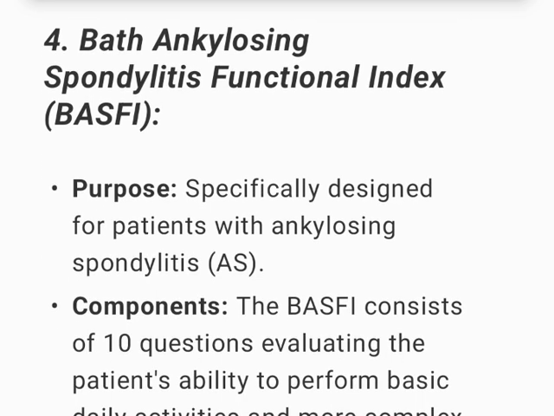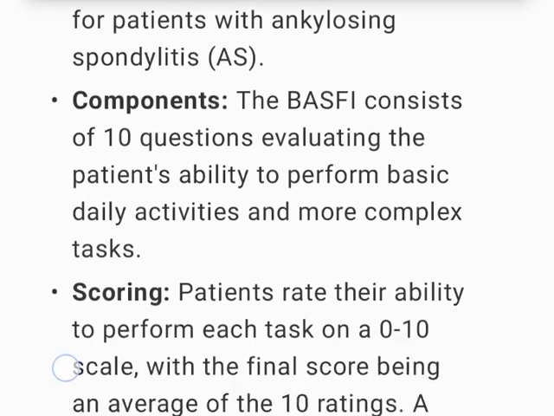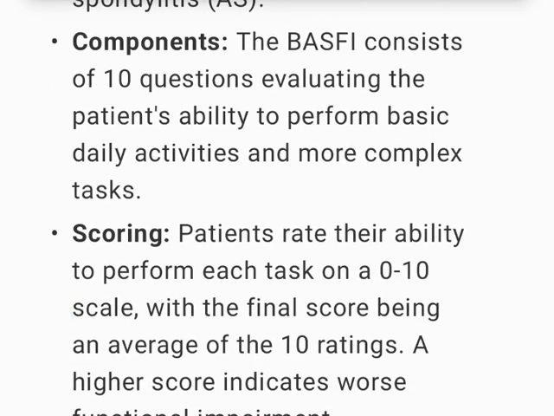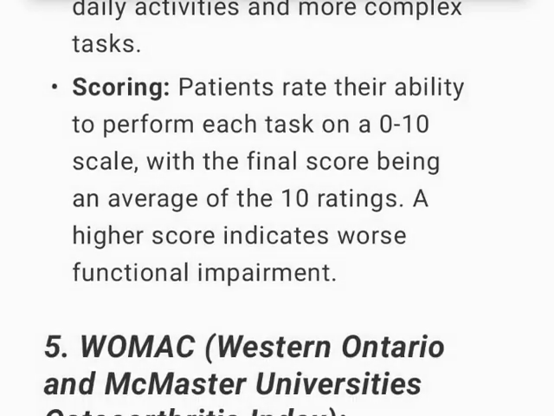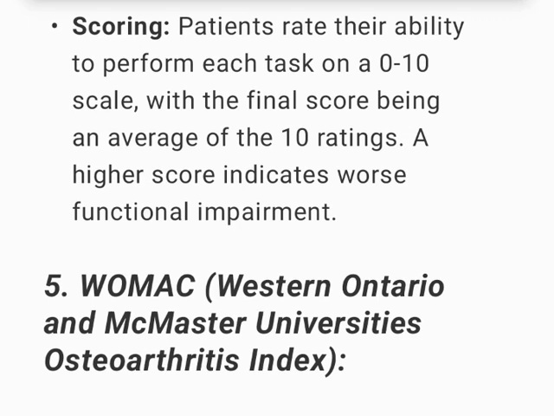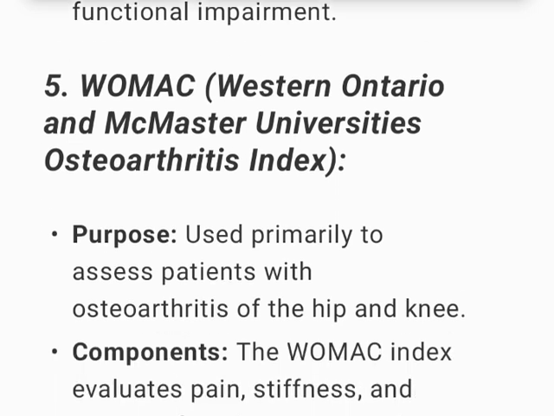4. Bath Ankylosing Spondylitis Functional Index. Purpose. Specifically designed for patients with ankylosing spondylitis, AS. Components. Consists of 10 questions evaluating the patient's ability to perform basic daily activities and more complex tasks. Scoring. Patients rate their ability to perform each task on a 0 to 10 scale, with the final score being an average of the 10 ratings. A higher score indicates worse functional impairment.